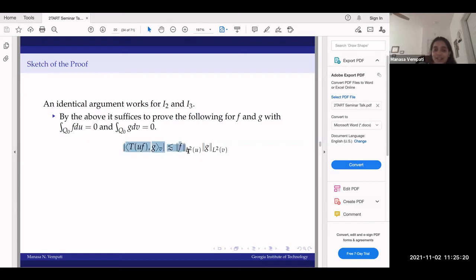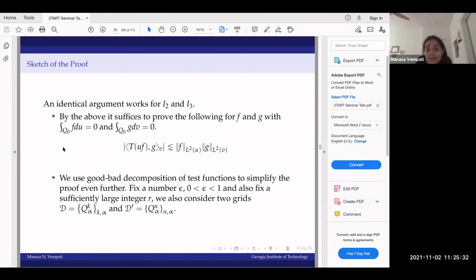So it's sufficient that we look at this kind of a control for our inner product where f and g have the property that the integral over Q naught becomes 0. We can further simplify this proof by using the good bad decomposition. So that's the next thing that I'm going to talk about. In order to get to that, I'm going to define what a good bad cube is, and then I'm going to talk about how this good bad decomposition helps us in our proof.